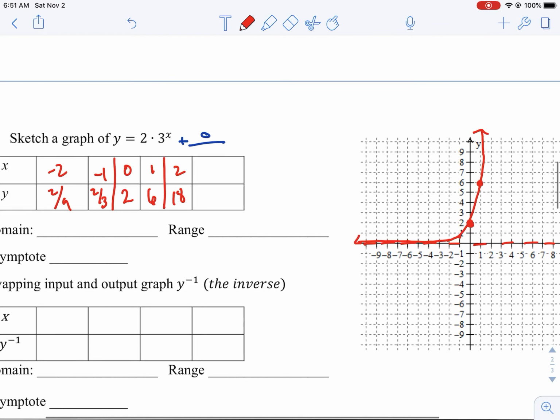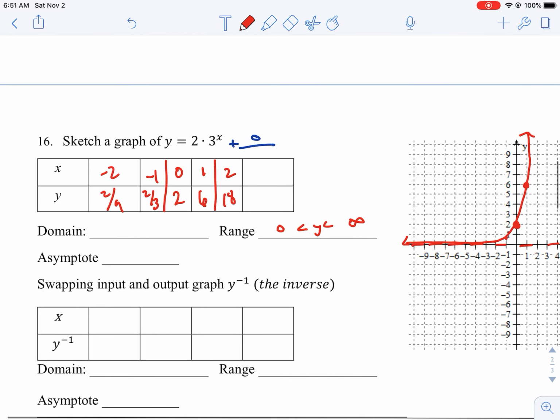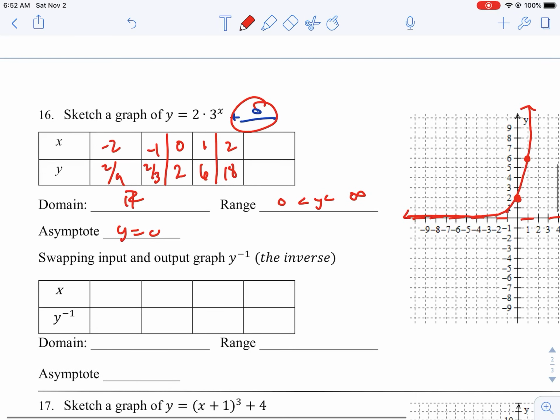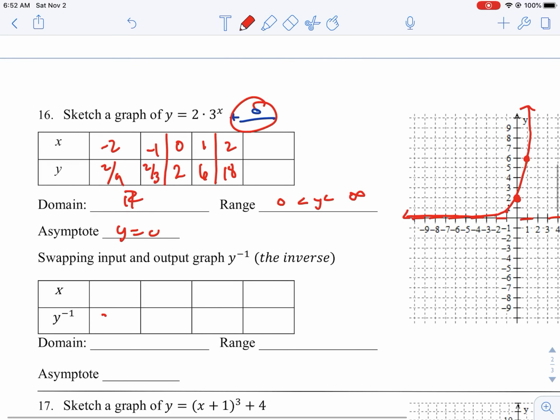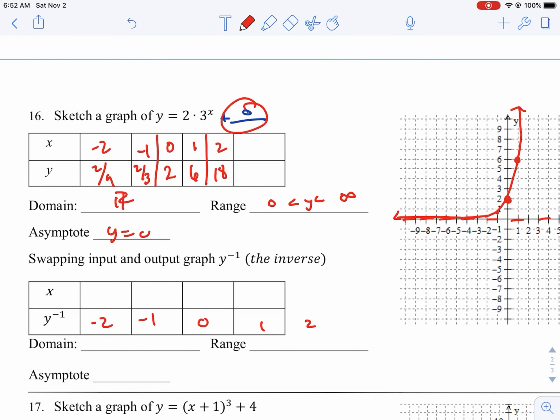No. So the range is 0 to infinity, 0 is less than y. The range is all our numbers. That's how much y equals 0. So whatever this number is, goes there. Swapping, so I got negative 2, negative 1, 0, 1 and 2, 2/9, 2/3, 2, 6, and 18.